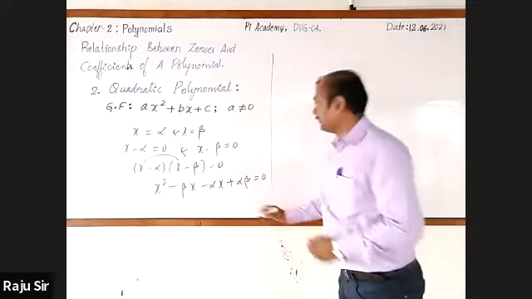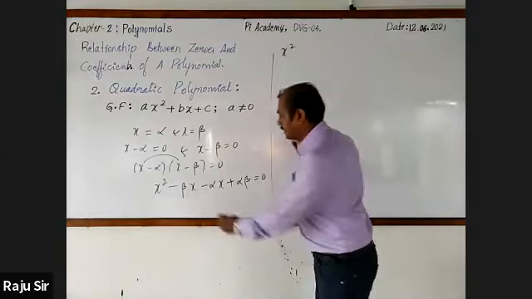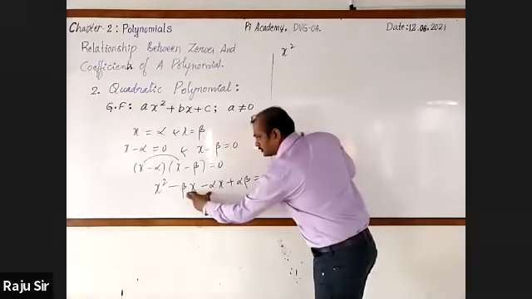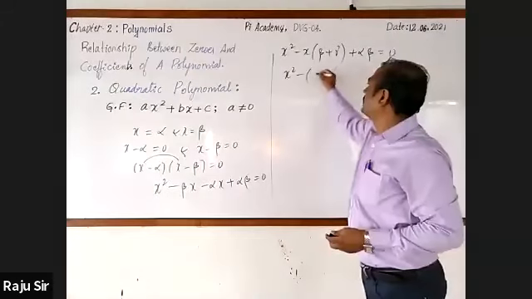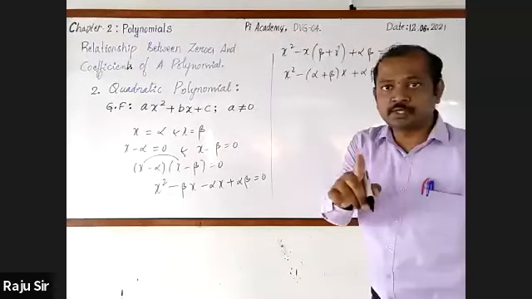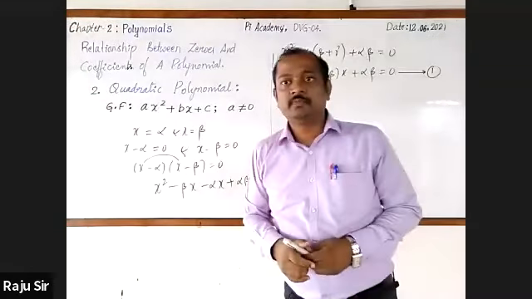Now, after x square, I'll go for taking a common factor from these two terms. You know, x is common in it. So I can take minus x as common factor. You get beta plus alpha. Then plus alpha beta equal to 0. You can also rewrite this as x square minus of alpha plus beta into x plus alpha beta equal to 0. Clear? Understood? Yes, sir. Okay. I call this equation 1.